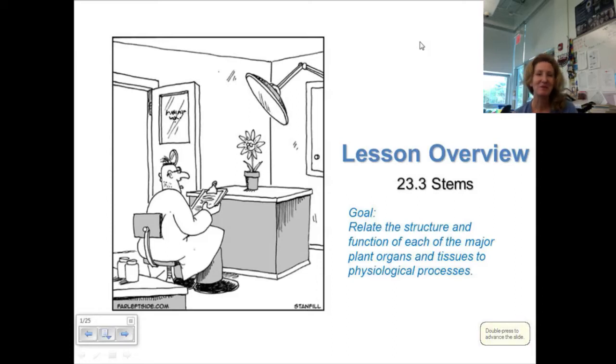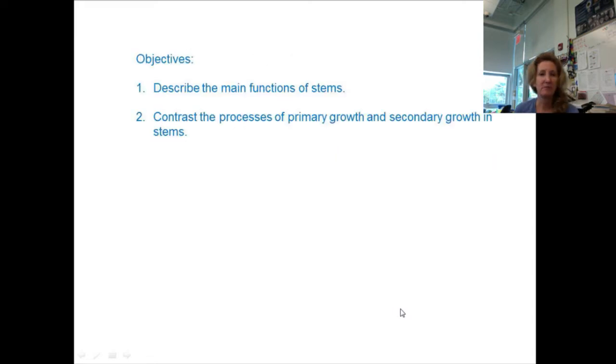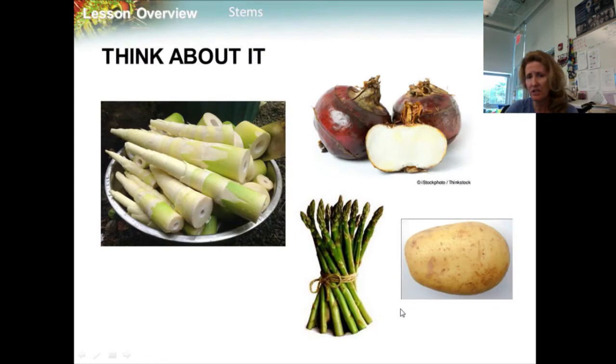All right, lesson 23.3, all about our stems now. Again, our goal is the same as before, relating the structure and function of each of the major plant organs and tissues to physiological processes. Moving on to our objectives: describe the main functions of stems and also contrast the primary growth and secondary growth in stems too. So let's look at the functions first.